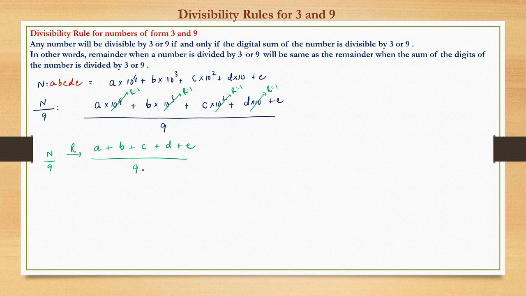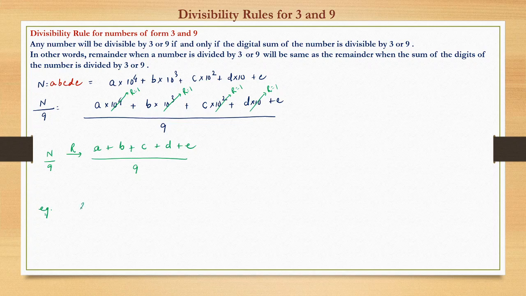So effectively what we are doing is checking whether the sum of the digits A plus B plus C plus D plus E is divisible by 9. If that is the case, then the number is divisible by 9. That is what we had seen in the case of 3 also. I'll take one example here.